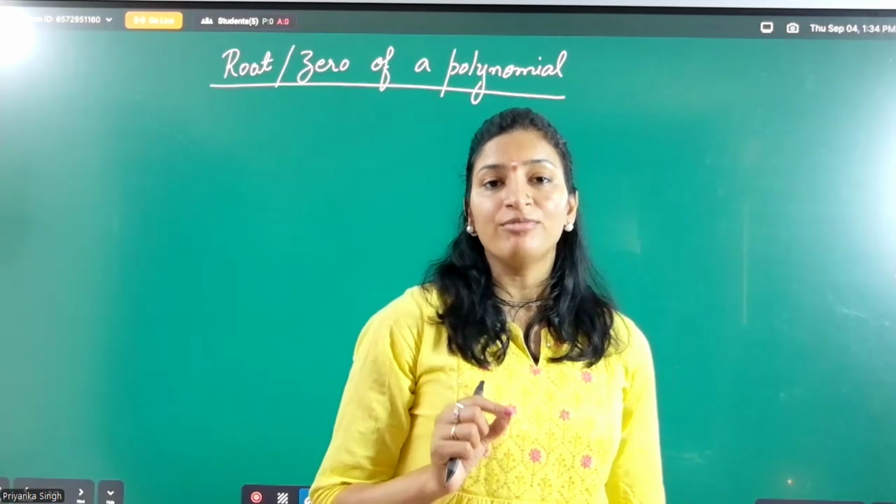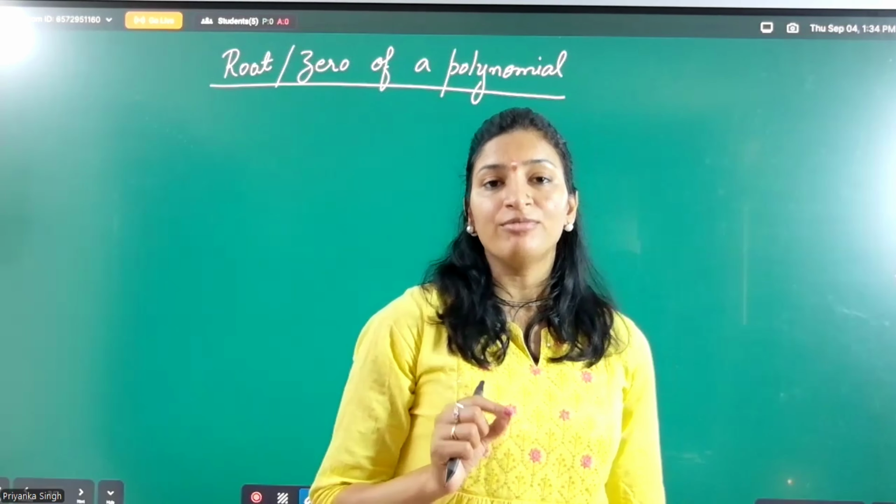So the algebraic meaning is that if you are given a polynomial, then find out the value of x such that your entire polynomial becomes 0 at that particular point. Example, if your polynomial p(x) is equal to x square minus 9, then if you put the value of x equal to 3 or minus 3, let's see what value we'll get.